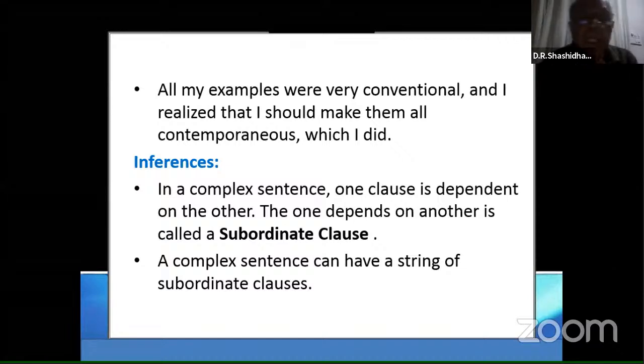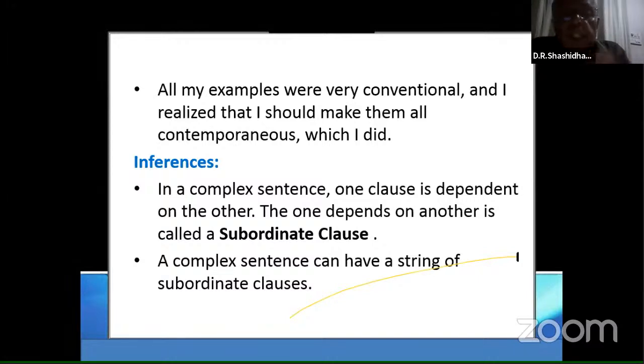Yeah, inferences. In a complex sentence, one clause is dependent on the other. The one that depends on the other is called a subordinate clause. A complex sentence can have a string of subordinate clauses. The best example is about the rat and the cat. Now, I have a very important piece of information to give you, which is available in the next slide. Okay. Shall we go into the next slide, please?